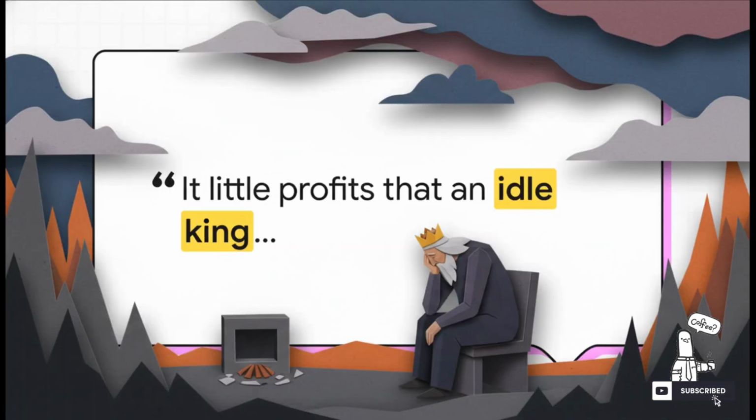Finally, let's look at Tennyson's famous poem, Ulysses. It little profits that an idle king, by this still hearth among these barren crags, the speaker here is an aging hero, and wow, the mood hits you immediately. It's profoundly gloomy, melancholic, and reflective.